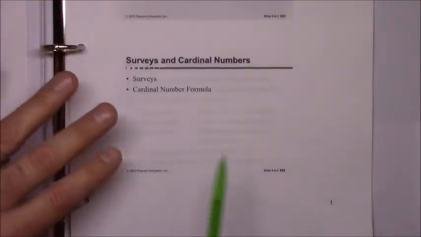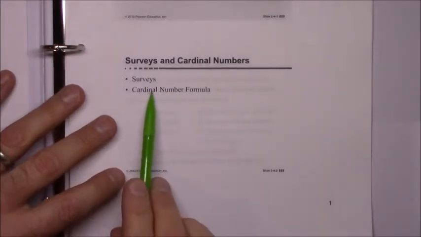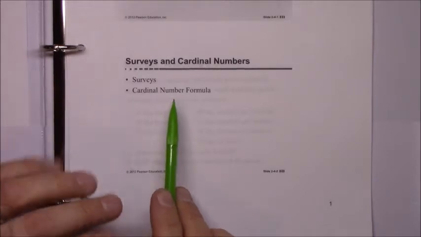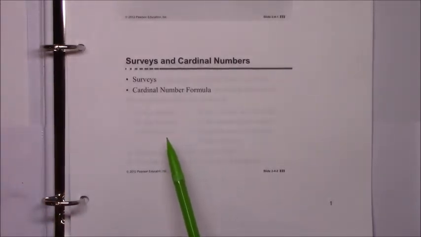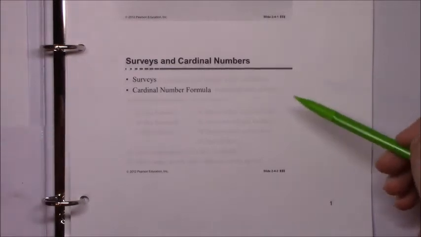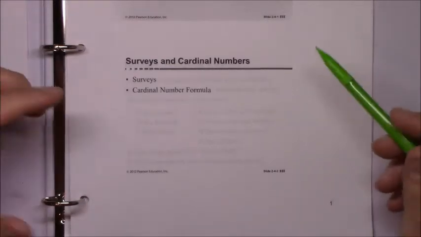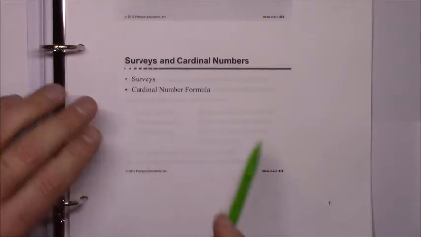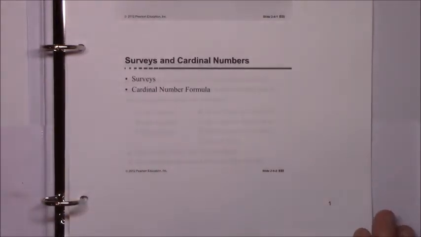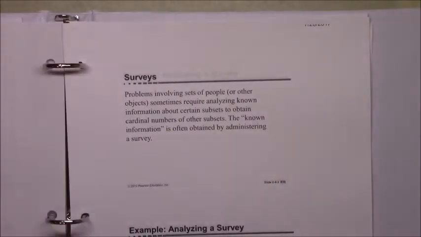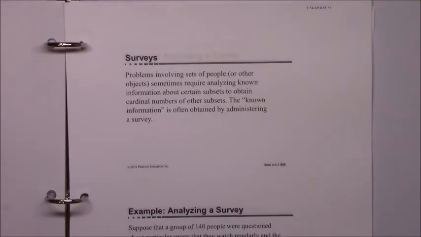And those are really the two objectives we're going to be looking at in this section. So we're going to learn some applications here of all the ideas that we've seen so far in set theory. And we're going to see how we can use these ideas to organize information and make sense of surveys. And I'm going to show you how to do proper counting with that cardinal number formula. So let's go ahead and turn over to page 2, and I'm going to show you the first idea, and then we'll get into our examples.